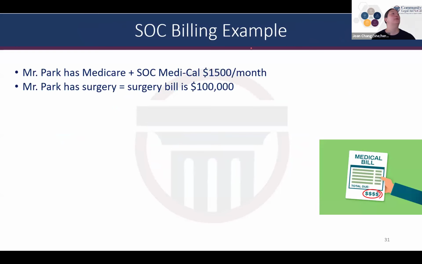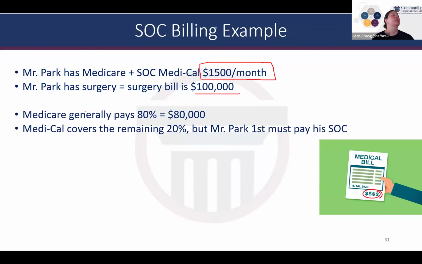Let's look at a medical bill, okay? Let's talk about Mr. Park. Mr. Park has Medicare. He also has share of cost Medi-Cal, and unfortunately, a share of cost, let's say it's $1,500 per month. Let's say, for example, Mr. Park unfortunately had to undergo surgery, and the surgery bill was $100K, which is sadly, in our crazy healthcare system, not out of line. That's pretty pricey, but I wouldn't be surprised at a hospital bill this high.